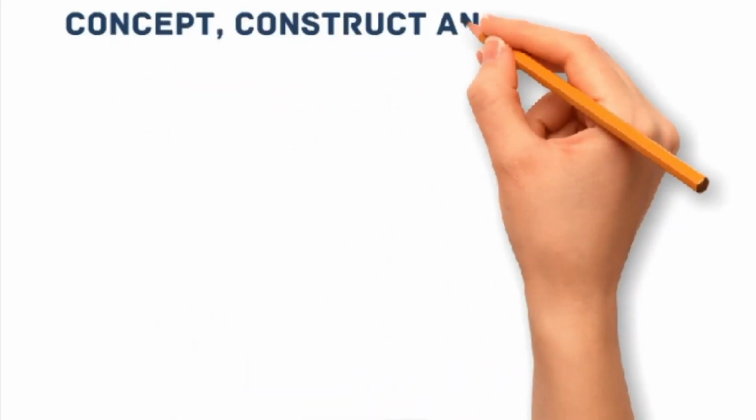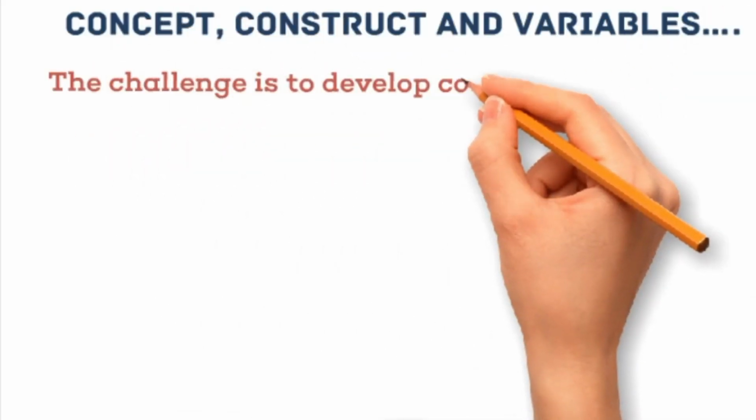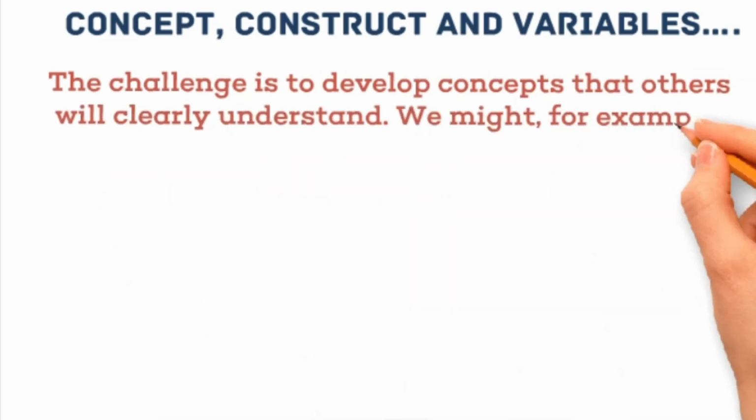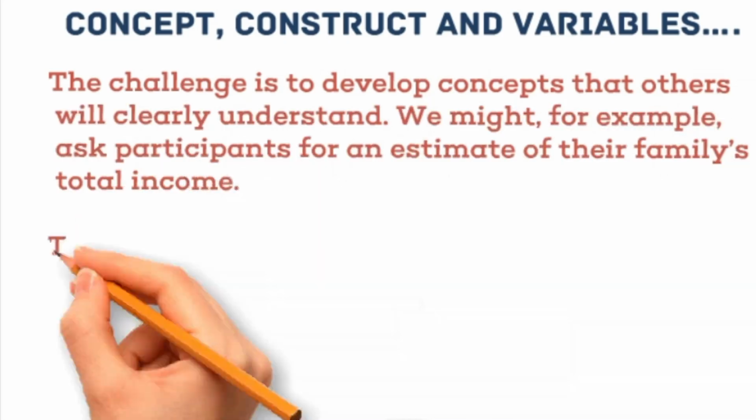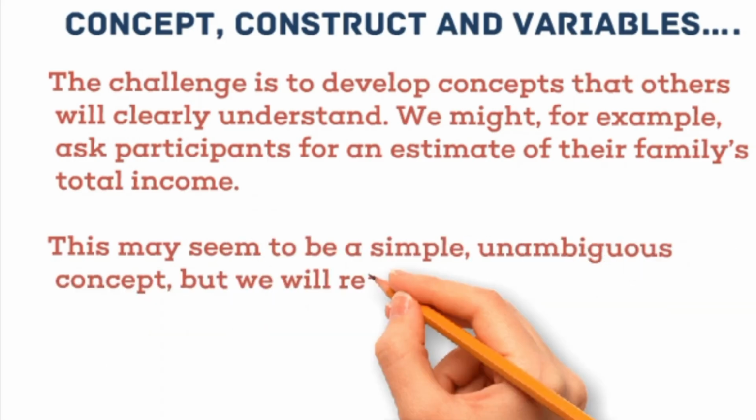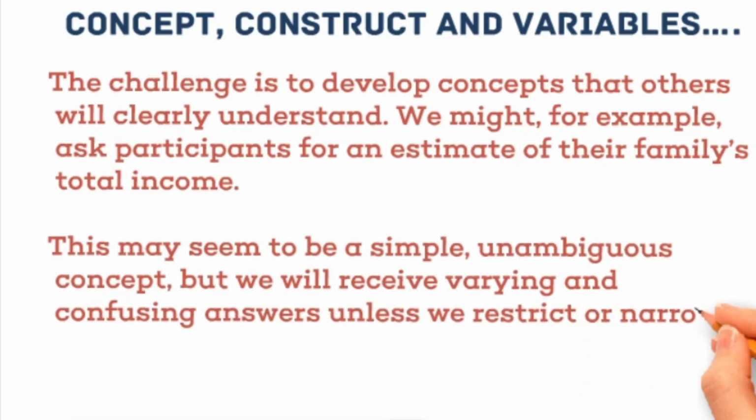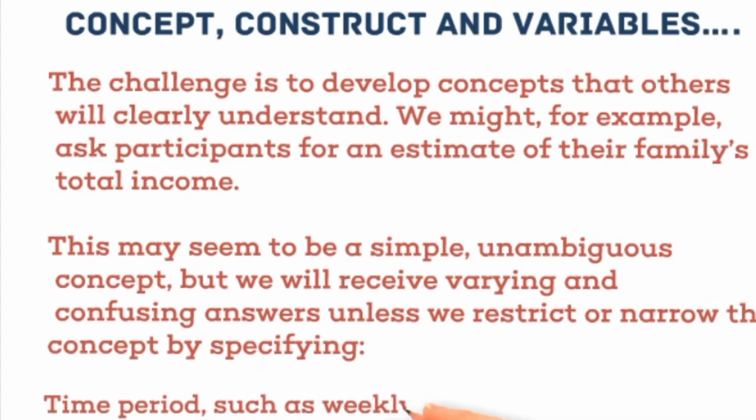The challenges of defining a concept. A major challenge in research is ensuring that concepts are well defined and universally understood to avoid ambiguity or misinterpretation. Researchers must narrow down concepts by providing specific details and criteria for measurement. For example, measuring family income in a research: if researchers ask the participants to estimate their family's total income, different individuals may interpret the question in different ways, leading to inconsistent responses.